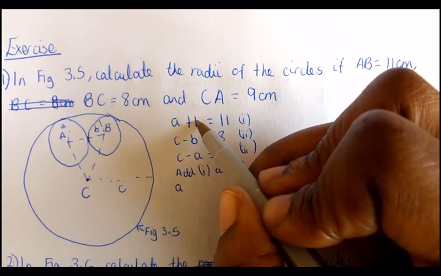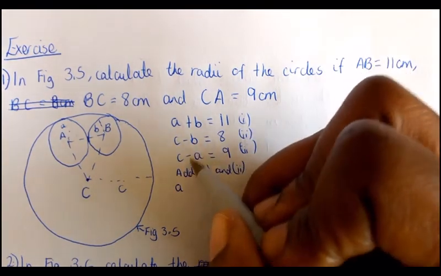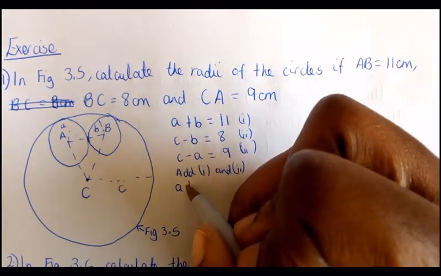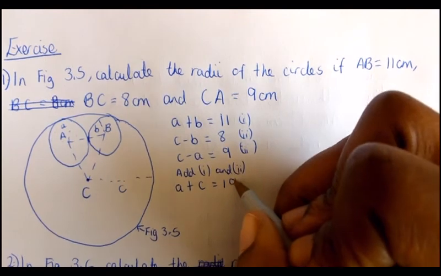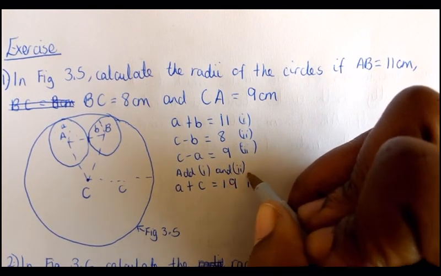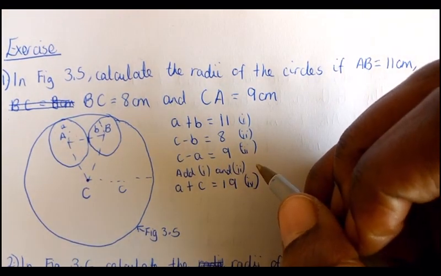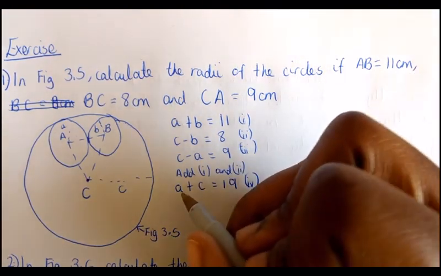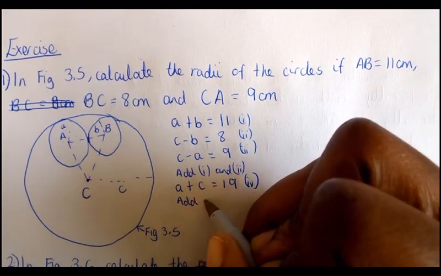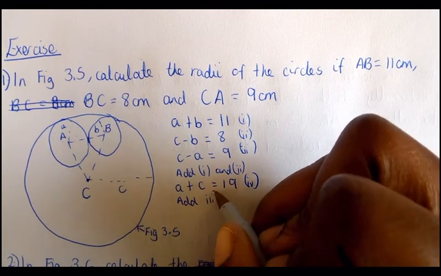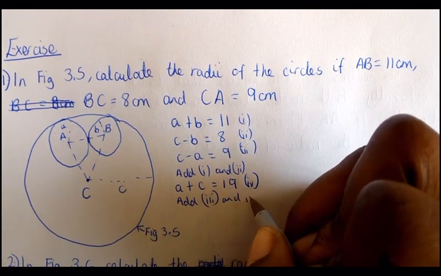And then B plus minus B is 0, right? Then this plus this is C. So A plus C is equal to 19, and this becomes our equation number 4. Then the next thing that we can do is we add equation 3 and equation 4.